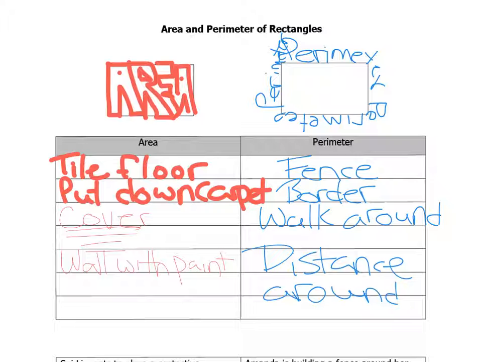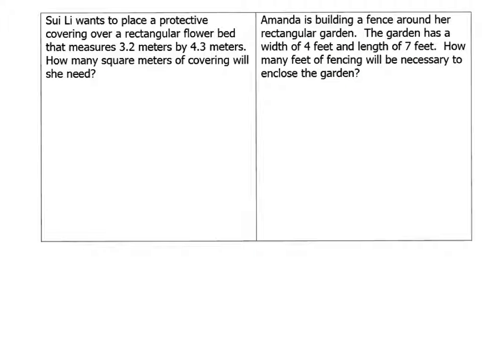So big ideas that you need to take from here. Area has to do with covering. Perimeter has to do with the distance around items. Unlike elementary school, all of the problems you're going to find for area and perimeter are word problems. So if you need something read aloud to you, just let me know.